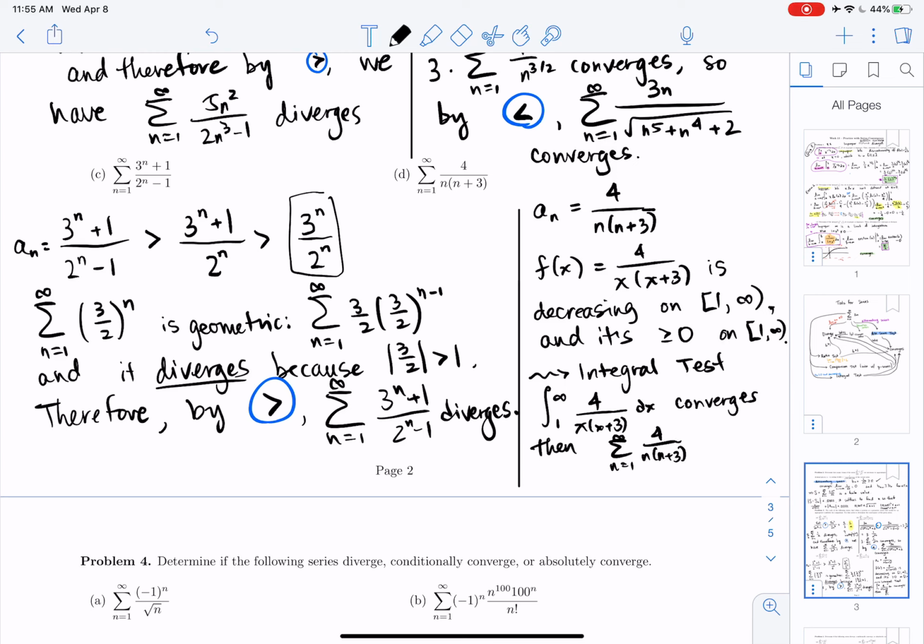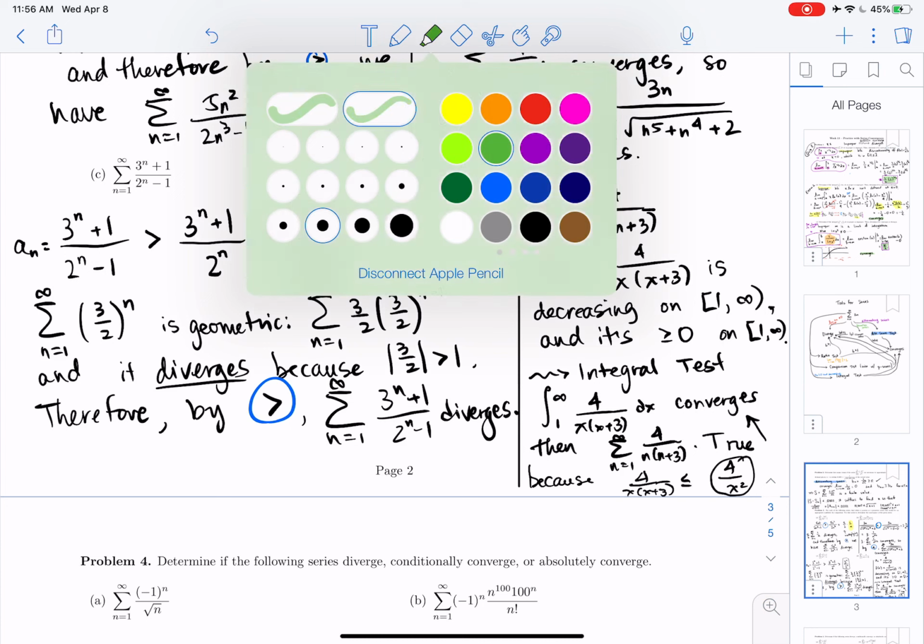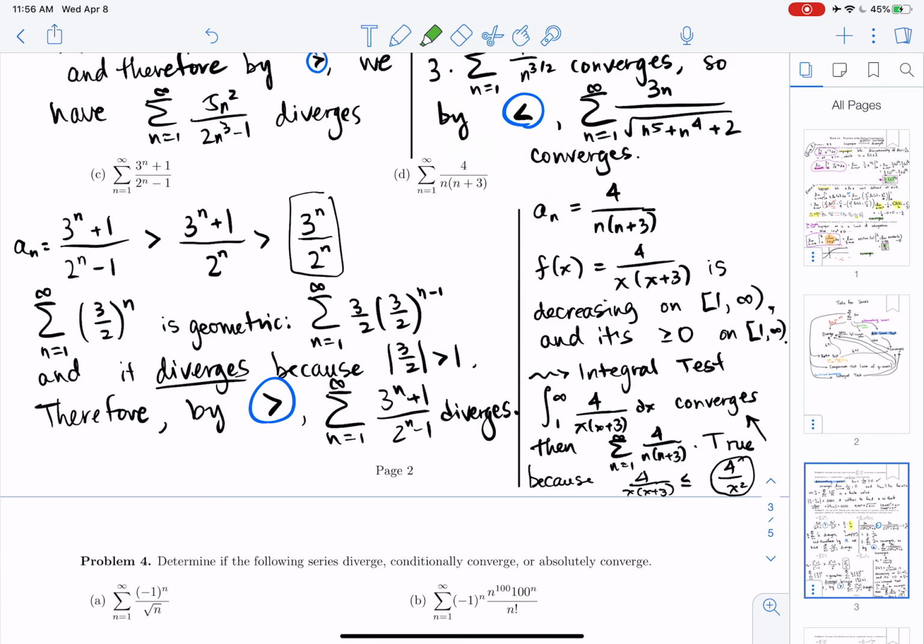Well, that is true. This integral does converge because we're kind of doing another comparison, aren't we? Because 4 over x times x plus 3 is always less than or equal to 4 over x squared, which we know its integral converges. This integral from 1 to infinity converges. So we just use the integral test with a comparison to another function whose integral converges. Okay, all right, so this one converges.